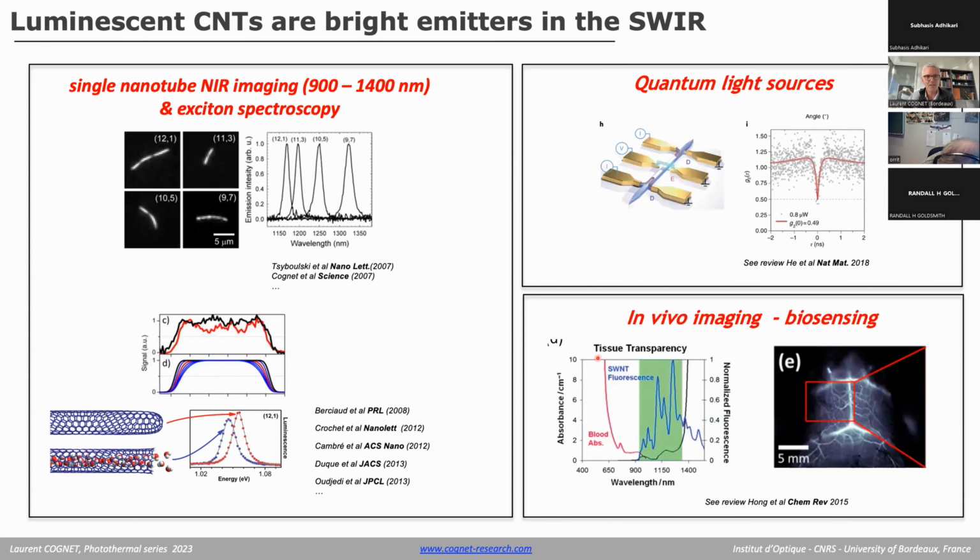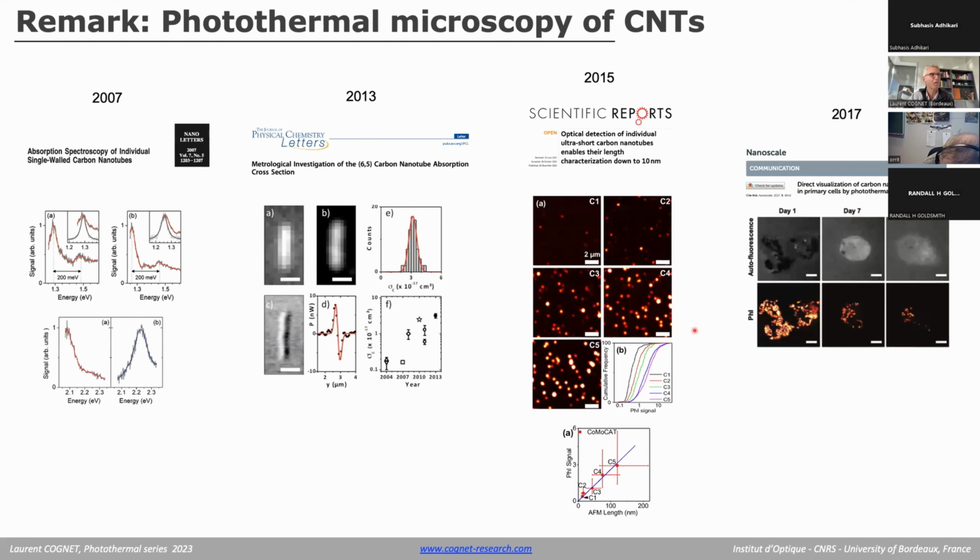So I promised just a little bit of photothermal. Of course, over the years, we looked at the photothermal properties of the carbon nanotubes because they are very strong absorbers, and so they provide very high photothermal contrast. So over the years, that's some of the papers we published along the line.